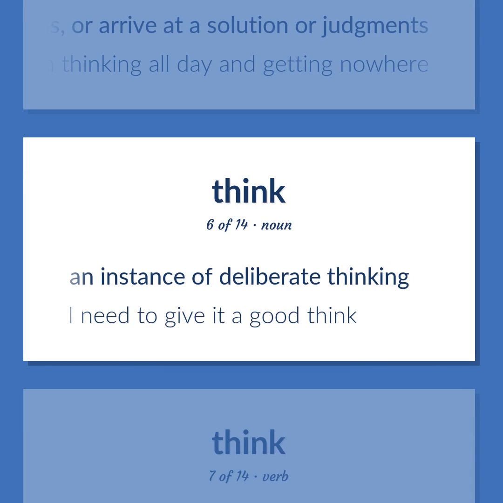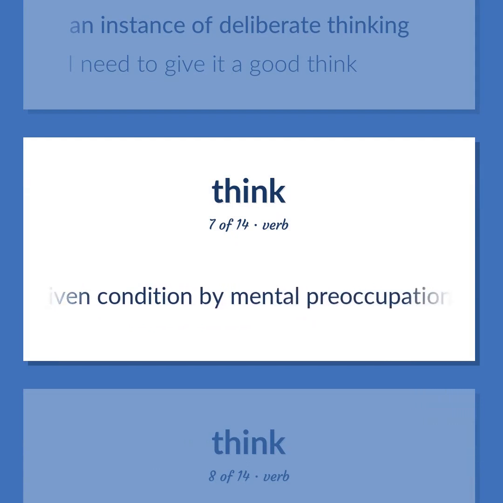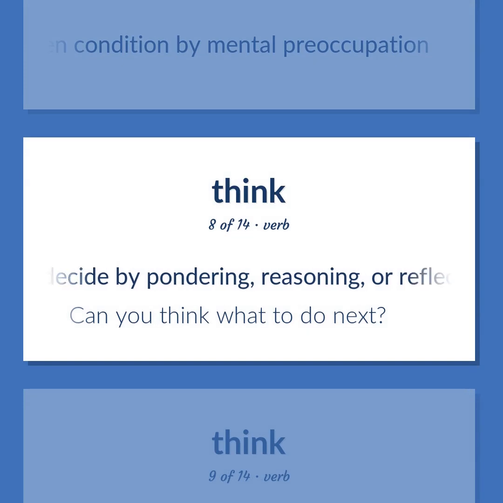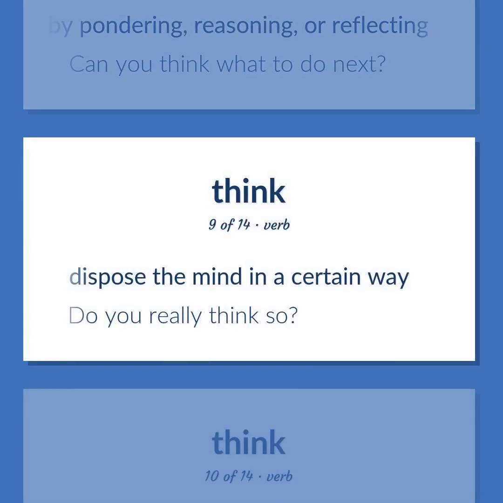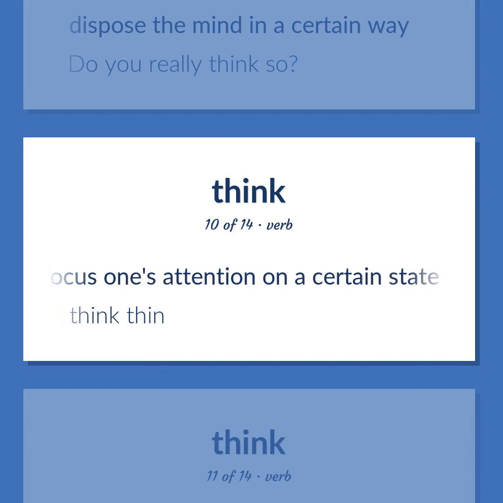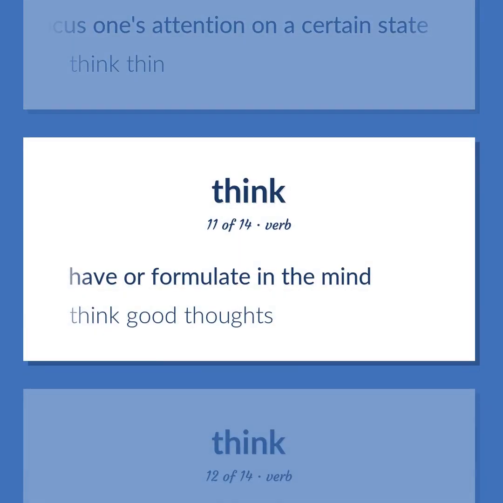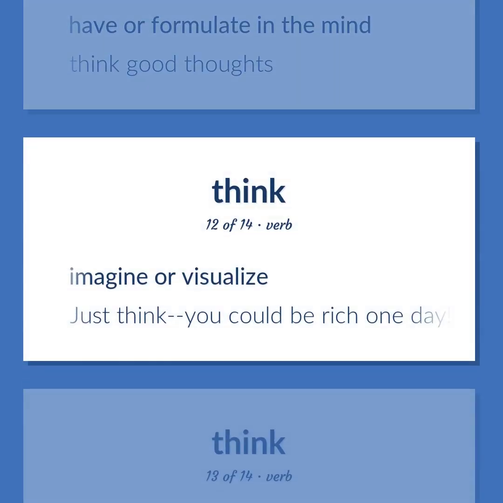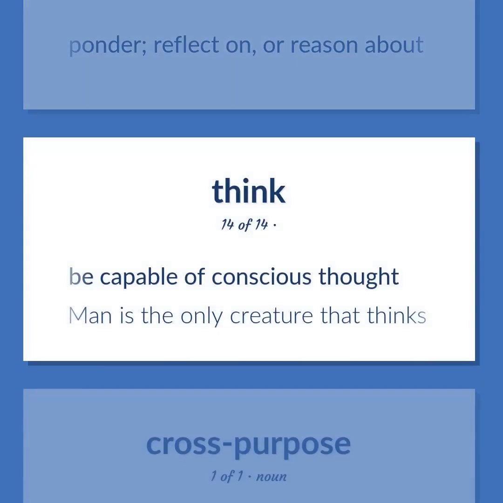An instance of deliberate thinking. I need to give it a good think. Bring into a given condition by mental preoccupation. Decide by pondering, reasoning, or reflecting. Can you think what to do next? Dispose the mind in a certain way. Do you really think so? Focus one's attention on a certain state. Think thin. Have or formulate in the mind. Think good thoughts. Imagine or visualize. Just think you could be rich one day. Ponder. Reflect on, or reason about. Be capable of conscious thought. Man is the only creature that thinks.